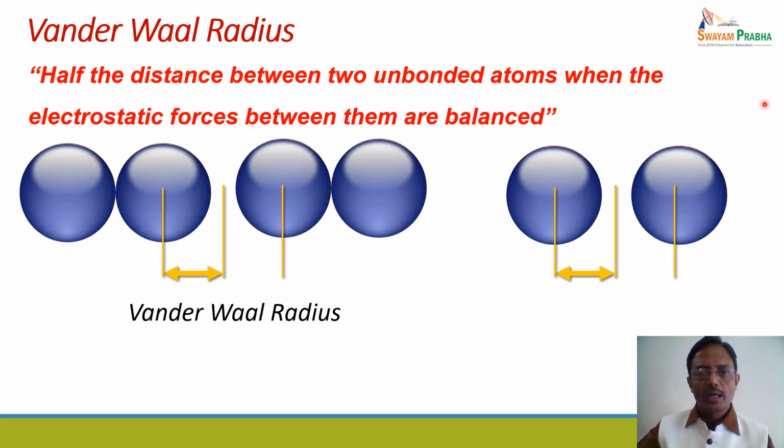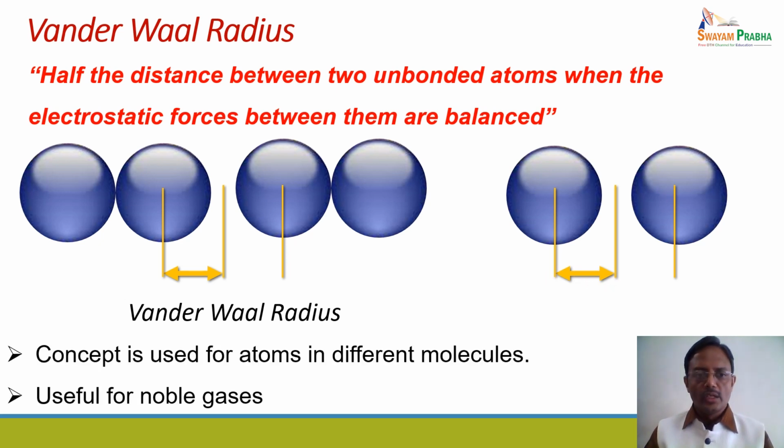Now they do not form a compound at all. As a result, it is not possible to determine their covalent radius or ionic radius or metallic radius. In that case, the van der Waal radius is determined. So if this is a helium atom, this is another helium atom, this is the closest possible approach of the two. They cannot come closer than this, and half of the internuclear distance at this particular point is taken as the van der Waal radius. So this concept plays an extremely important role for those molecules or atoms which do not form bonds.